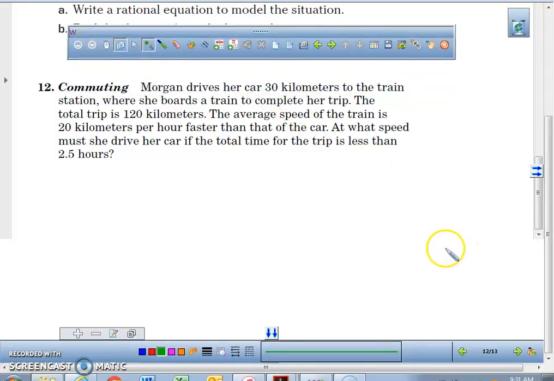Good morning, everybody. Right now we're finishing up section 6, dealing with rational equations.